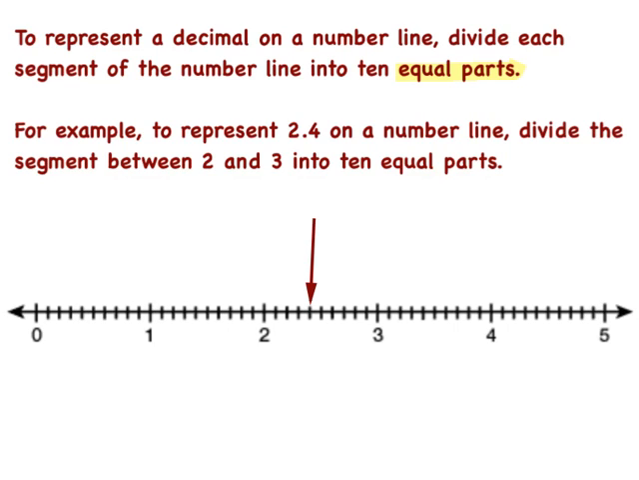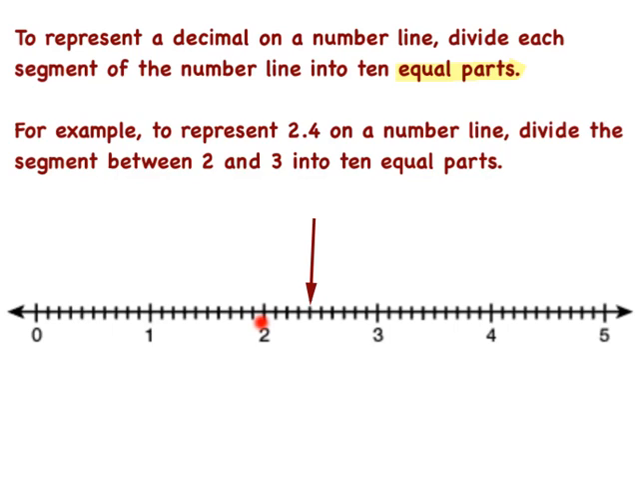So decimals on a number line, we're going to try to understand the value of a decimal by looking at its location on a number line. So to represent a decimal on a number line, we first have to divide each segment of that number line into equal parts, and in this case, we're going to do it into 10 equal parts. For example, to represent the number 2 and 4/10 on a number line, we have to divide that segment between the 2 and the 3 into 10 equal parts because we are looking in the 10th place.